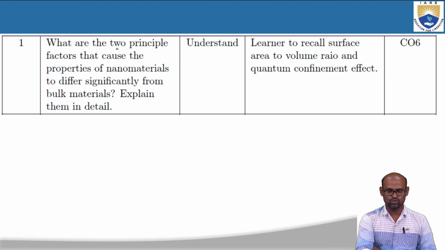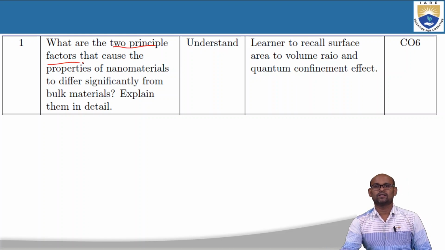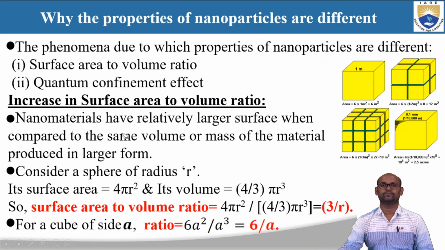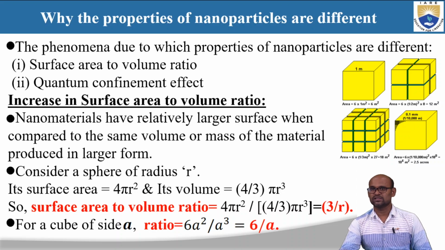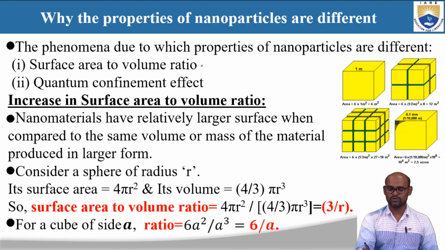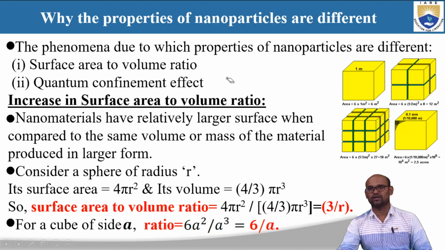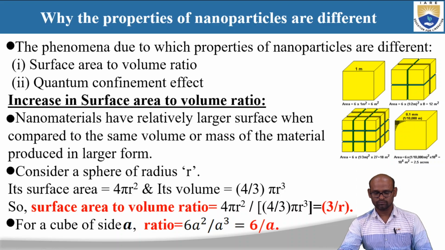So we need to discuss these two principal factors that cause the properties of nanomaterials to be different from bulk materials. The two important properties that make nanoparticles different from bulk materials are surface area to volume ratio and quantum confinement effect. These are the two properties because of which the properties of nanomaterials are different from the bulk materials. So how do they affect the properties of these materials?